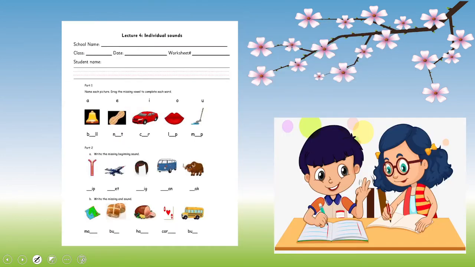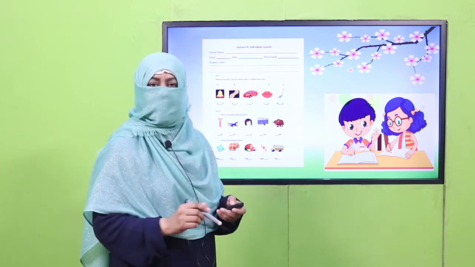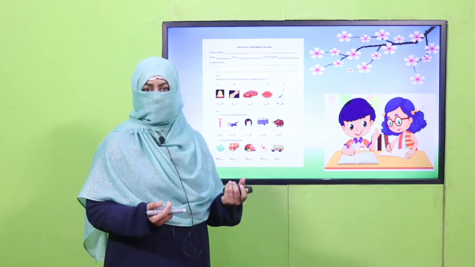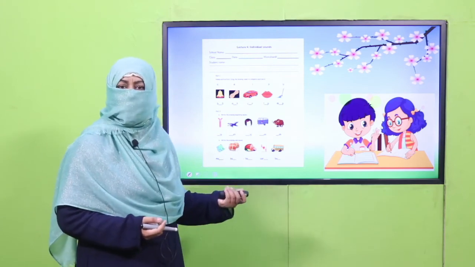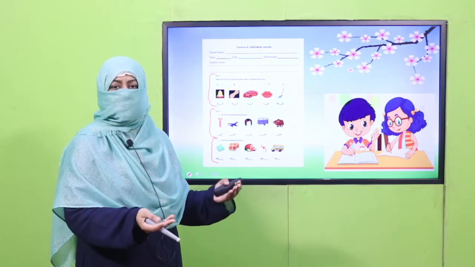This is the worksheet the way I've planned it for you. Once again, I remind my dear teachers and parents, the lesson plan and this worksheet have been attached with this video. The links are available. You may download it, print it, and give this worksheet in printed form to your children for practice. I have made it in three parts. In part 1, you have to complete these words. In part 2, the initial sound is missing, and in part 3, the ending sound is missing. So this is middle sound, initial sound, and ending sound. In this way, we will practice all three sounds in words.